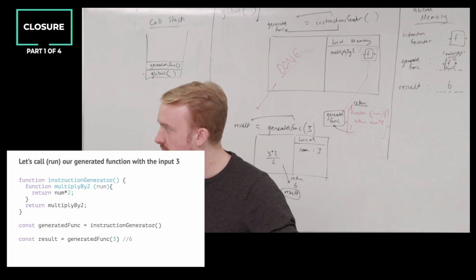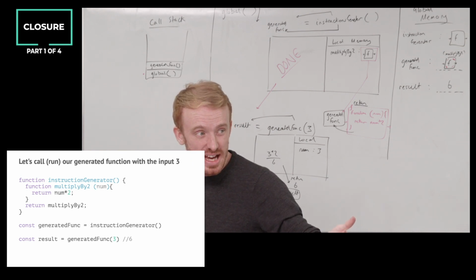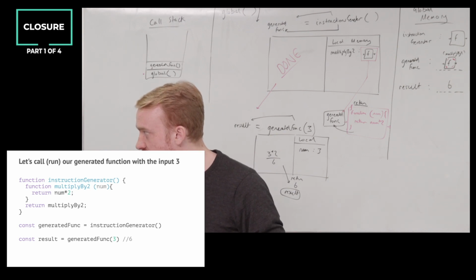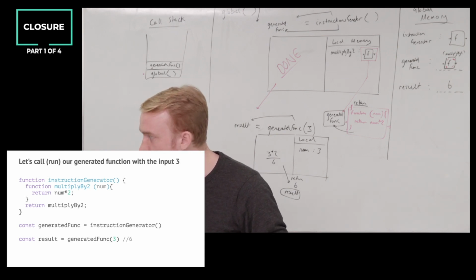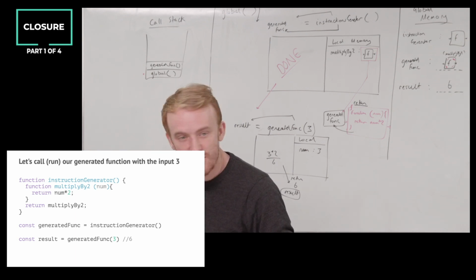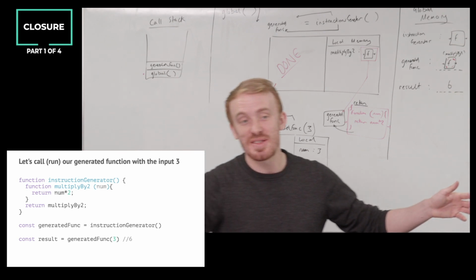So num is going to default to undefined. Undefined times 2 is not a number, I think. NaN, I think. So we're going to therefore return NaN from instruction generator, not a number. So generated func will be NaN. And so down here we'll have not a number trying to be invoked. And finally, we might get an error at that point.